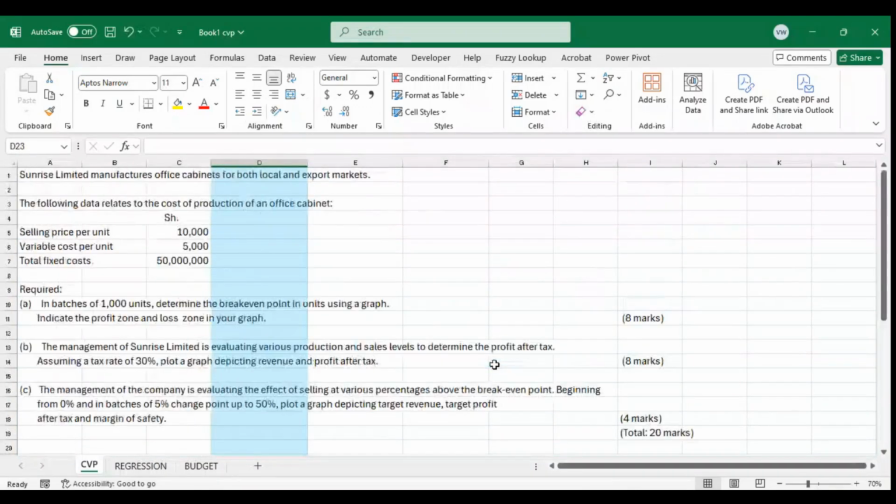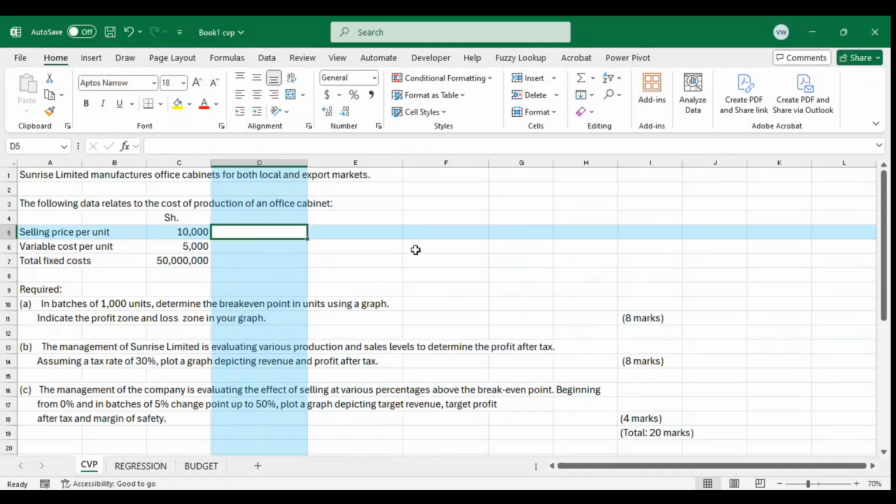This is the question. We are told that Sunrise Limited manufactures office cabinets for both local and export market. The following data relates to the cost of production of the office cabinet. So we have the selling price per unit of 10,000, the variable cost per unit of 5,000, and the total fixed cost of 50 million.